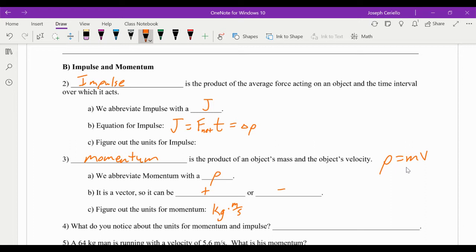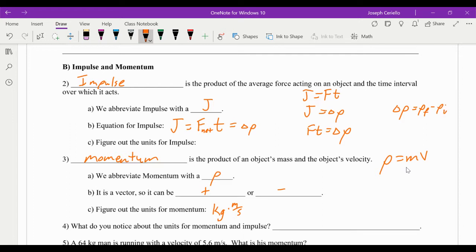Now, a few things. A lot of people don't realize that each one of these terms is equal to any other term, meaning I could write J equals F times t. I could write J equals delta p. Even though they're not right next to each other, they are equal. And I could also say that F times t equals delta p. An important thing to note is that delta p is p final minus p initial. Anytime you see delta, it's always final minus initial.